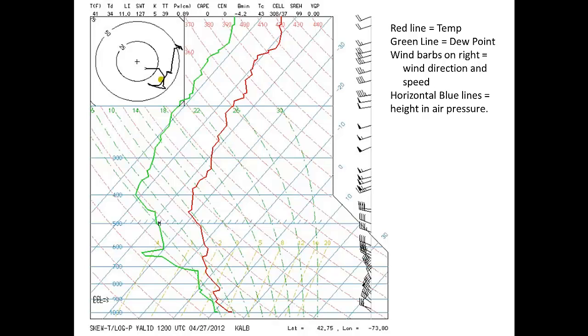I don't want to get too in-depth into it, but some of the simple things you can get from it are where the clouds are, how stable the atmosphere is, how likely we are to have thunderstorms, that kind of thing.